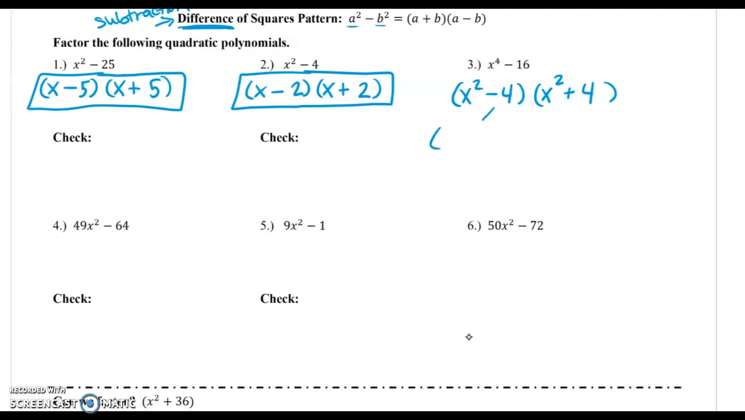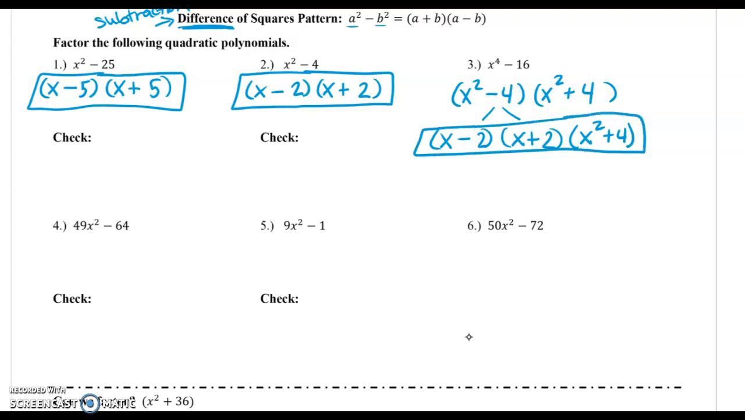So this is going to separate into x times x gives us x squared, and then 2 times 2 gives us 4. So x minus 2, x plus 2. And then our x squared plus 4 just continues to come down into our answer. Again, we cannot do dots to x squared plus 4 because it's not a difference. It's an addition problem. Wasn't that fun?